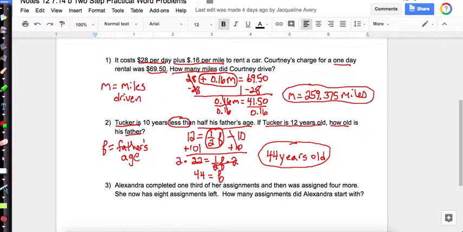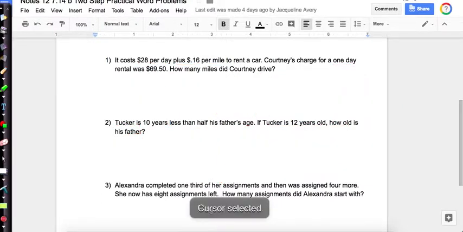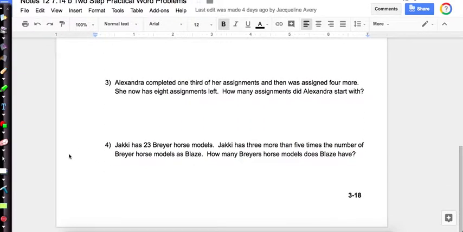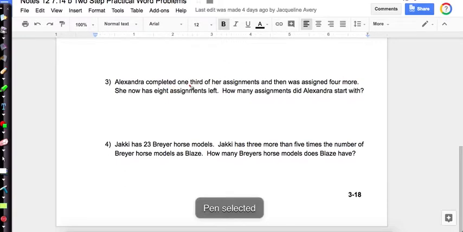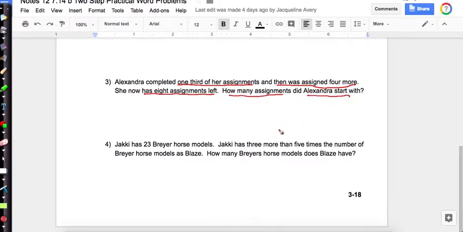Okay, number 3. Alexandra completed 1/3 of her assignments and then was assigned 4 more. So let's underline there. Completed 1/3 of her assignments and then was assigned 4 more. She now has 8 assignments left. How many assignments did Alexandra start with? Okay, so A equals assignments she started with.